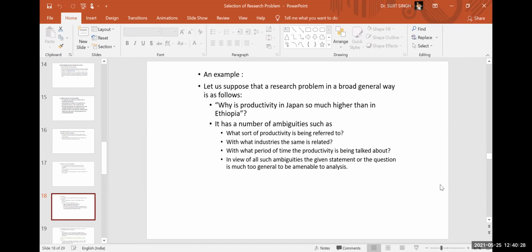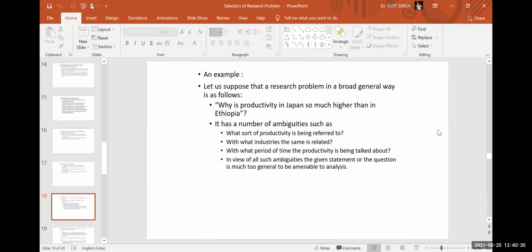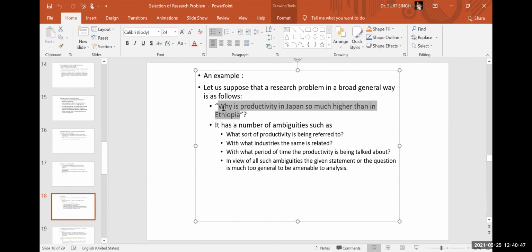But if you look at this problem statement, okay, this is not clear, not specific, right? From this statement, we are not able to get what kind of productivity. We have different kinds of productivity: labor productivity, materials productivity, financial productivity. There are so many types of productivity we have.